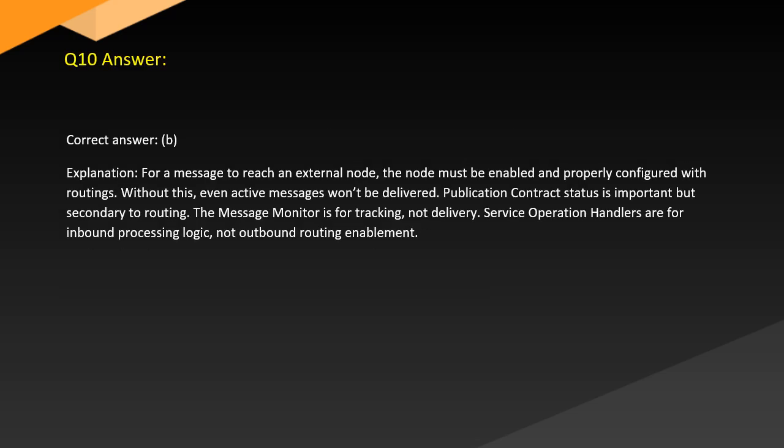Answer. Correct answer. B. Explanation. For a message to reach an external node, the node must be enabled and properly configured with routings. Without this, even active messages won't be delivered. Publication contract status is important but secondary to routing. The message monitor is for tracking, not delivery. Service operation handlers are for inbound processing logic, not outbound routing enablement.